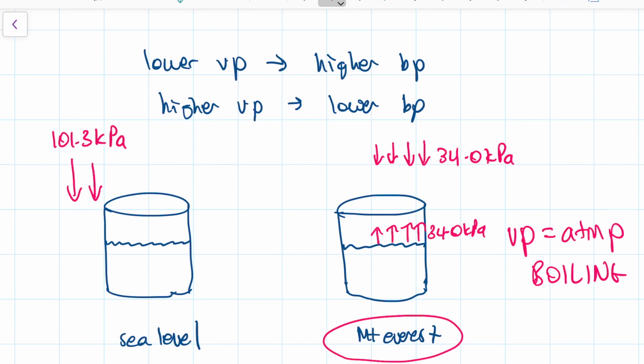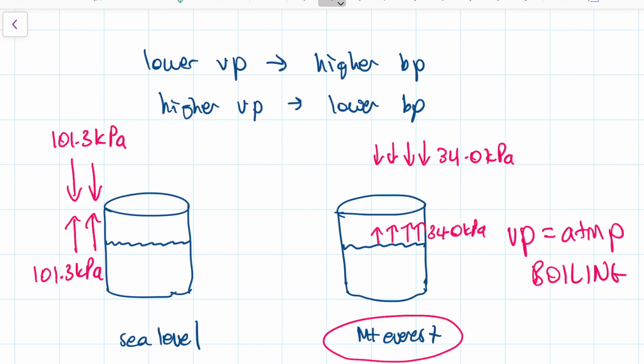Okay, what about at sea level? Well, I've got to make my water boil, but I've got to bring it to a much higher vapor pressure. I've got to get it to match the vapor pressure of the atmosphere, and the atmospheric pressure at sea level is much higher than it is on Mount Everest. So I've got to get it up to a vapor pressure of 101.3. So I'm going to have to add a whole lot of heat, and it definitely isn't going to boil at 70 degrees Celsius. And you know from experience that at sea level, it's going to boil at 100 degrees Celsius.